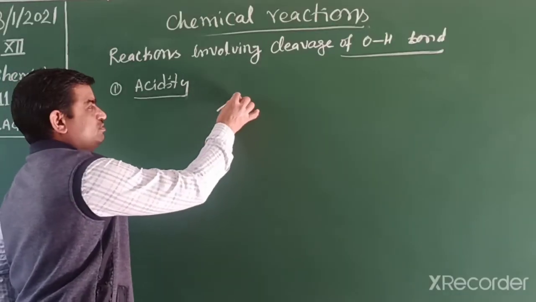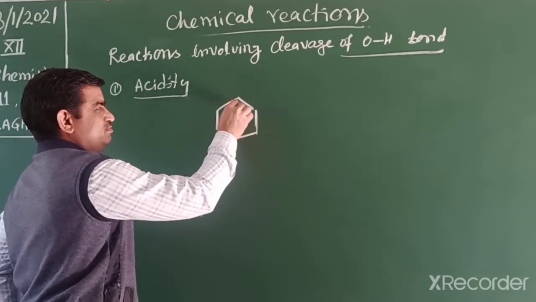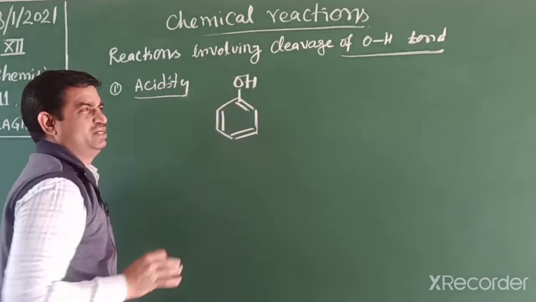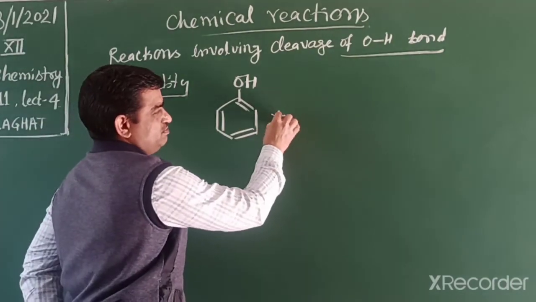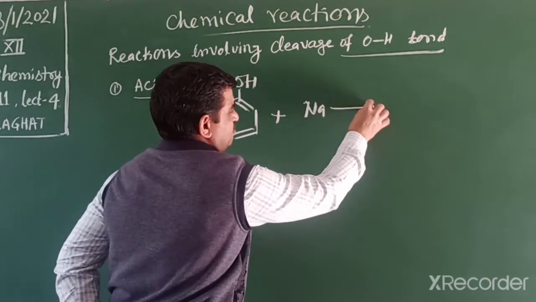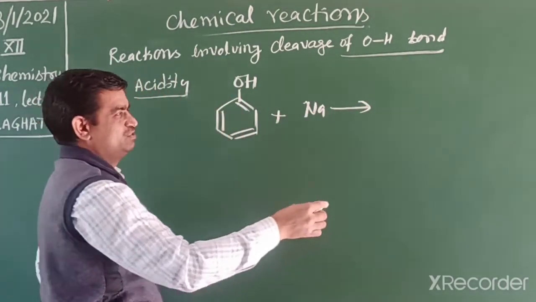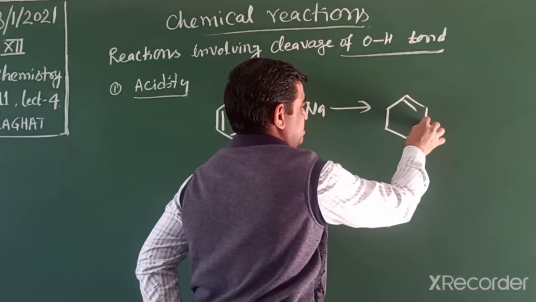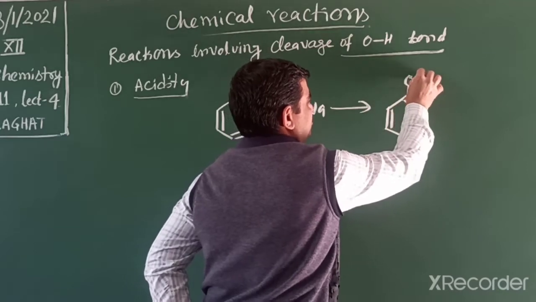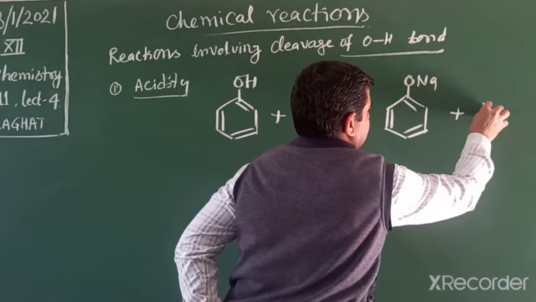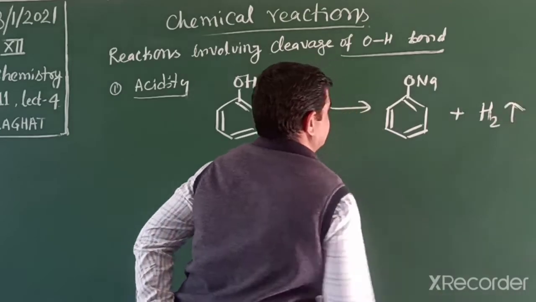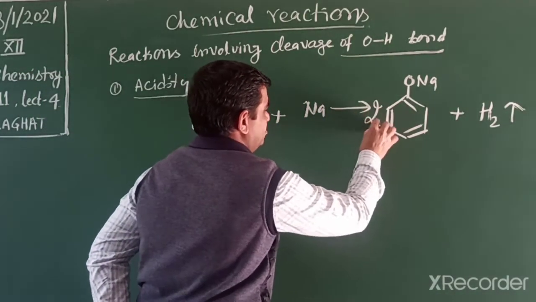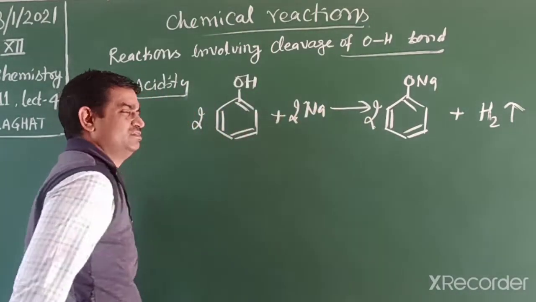Phenols also behave in a similar way. Means when aromatic alcohol reacts with sodium metal, we get hydrogen gas and the product is sodium phenoxide. Hydrogen gas is released. If we balance, then we write 2 sodium phenoxide.